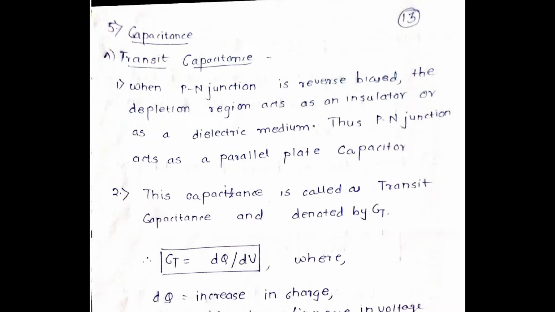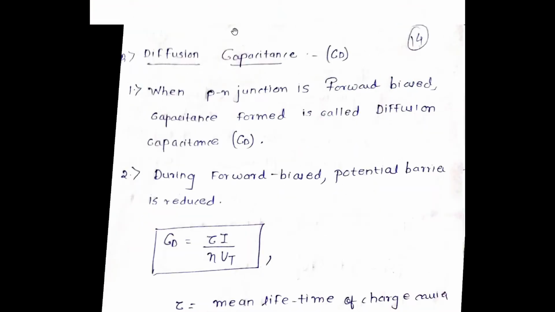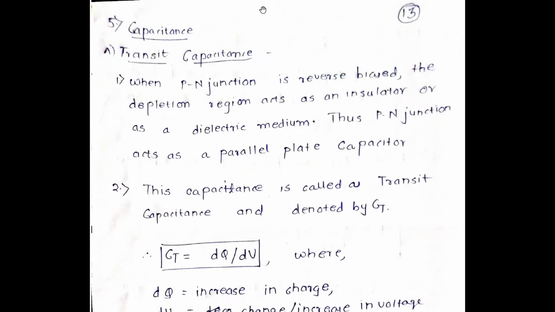So let's begin with capacitance. There are two kinds of capacitance. One is the transit capacitance, the other one is the diffusion capacitance. The transit capacitance, most importantly, is when the PN junction is reverse biased. When the PN junction is reverse biased, the capacitance is called the transit capacitance. The depletion region acts as an insulator or a dielectric medium. Thus the PN junction acts like a parallel plate capacitor.